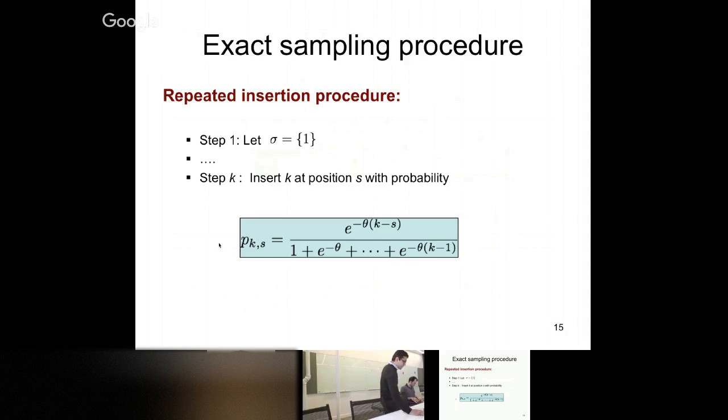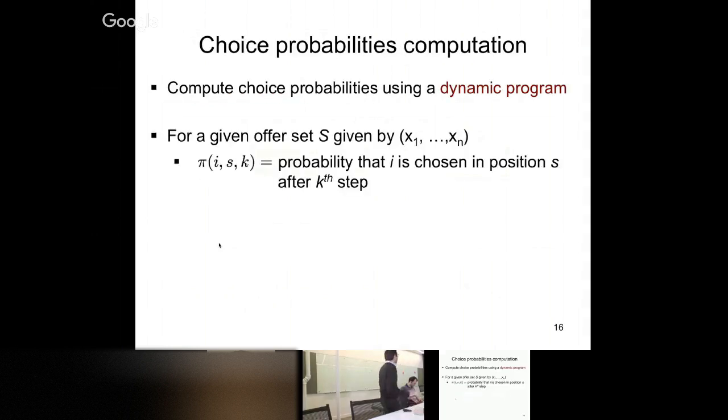Okay. So now we can formulate computing choice probabilities as the following dynamic program. I'll introduce the following state, pi i s k, which is the probability of selecting i at position s when you have only inserted 1 to k. What do you mean position s? Position s in your list. Oh, no, there are k positions. So big S and little s are different things. Sorry. So there is a position.